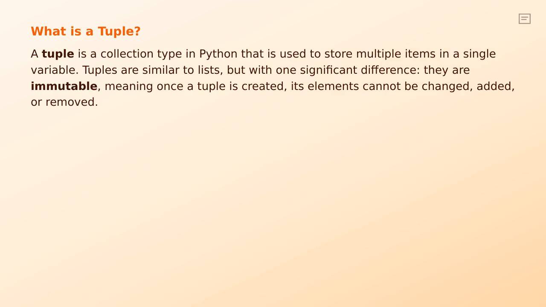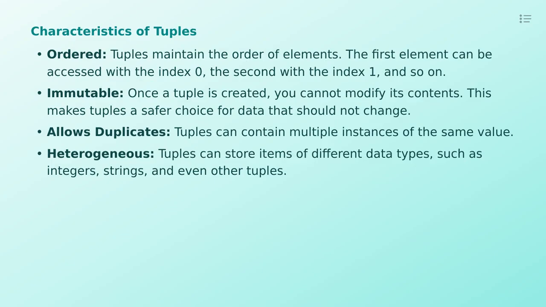This section covers what a tuple is. A tuple is a collection type in Python that's used to store multiple items in a single variable. Tuples are similar to lists, but with one significant difference. They're immutable, meaning once a tuple is created, its elements can't be changed, added, or removed. Characteristics of tuples. Let's dig in.